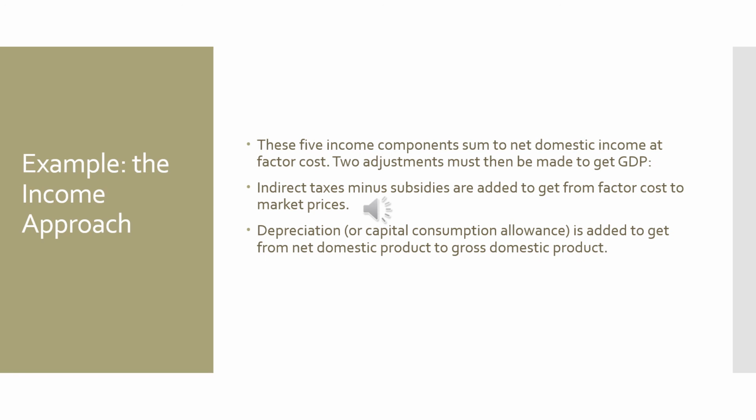2 adjustments must then be made to get GDP. Indirect taxes minus subsidies are added to get from factor cost to market prices. Depreciation, or capital consumption allowance, is added to get from net domestic product to gross domestic product.